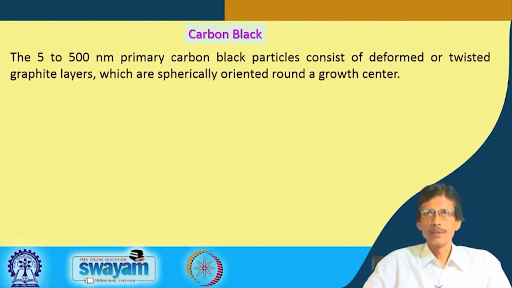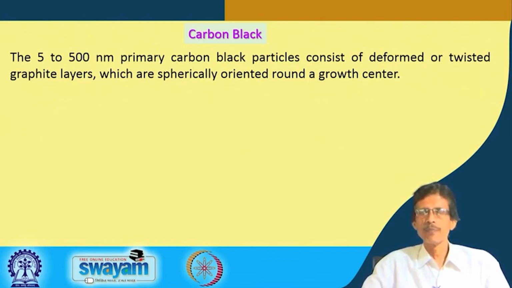So, we fix the corresponding particle size from 5 to 500 nanometer. This 500 nanometer is obviously a little bit bigger, but the surface characteristics will be different when you go to the bigger sizes of those particles. So, the range is 5 to 500 nanometer primary carbon black particles. We are not modifying anything to a secondary form, it is the primary one. Whatever we produce by charring, by burning, by pyrolysis, we take that as the starting material for carbon black. So, it consists of deformed or twisted graphite layers.